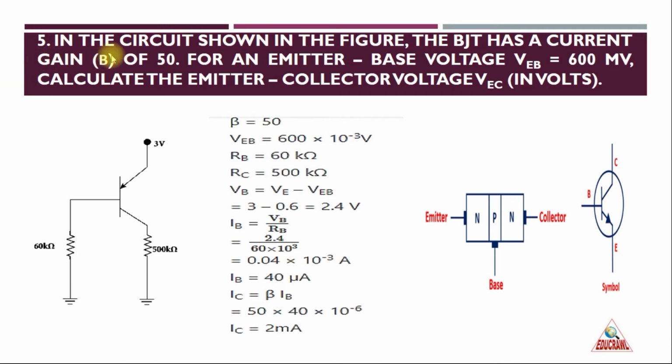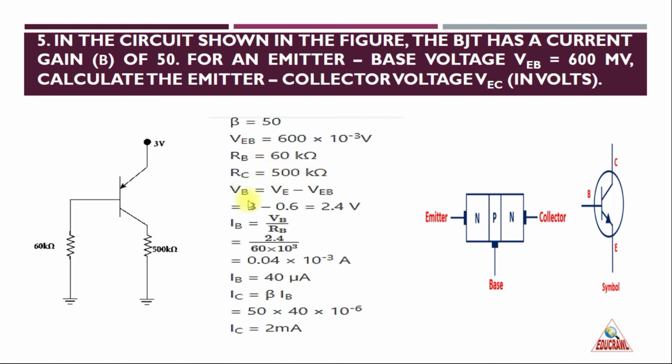Now the fifth problem. In the circuit shown in the figure, the bipolar junction transistor has a current gain beta of 50. For an emitter base voltage VEB equal to 600 millivolt, calculate the emitter collector voltage VEC in volts. So beta value is given as 50, VEB is given as 600 into 10 power minus 3 volt. Since it is a millivolt, you have to multiply by 10 power minus 3. RB value is given as 60 kilo ohm, RC is 500 kilo ohm.